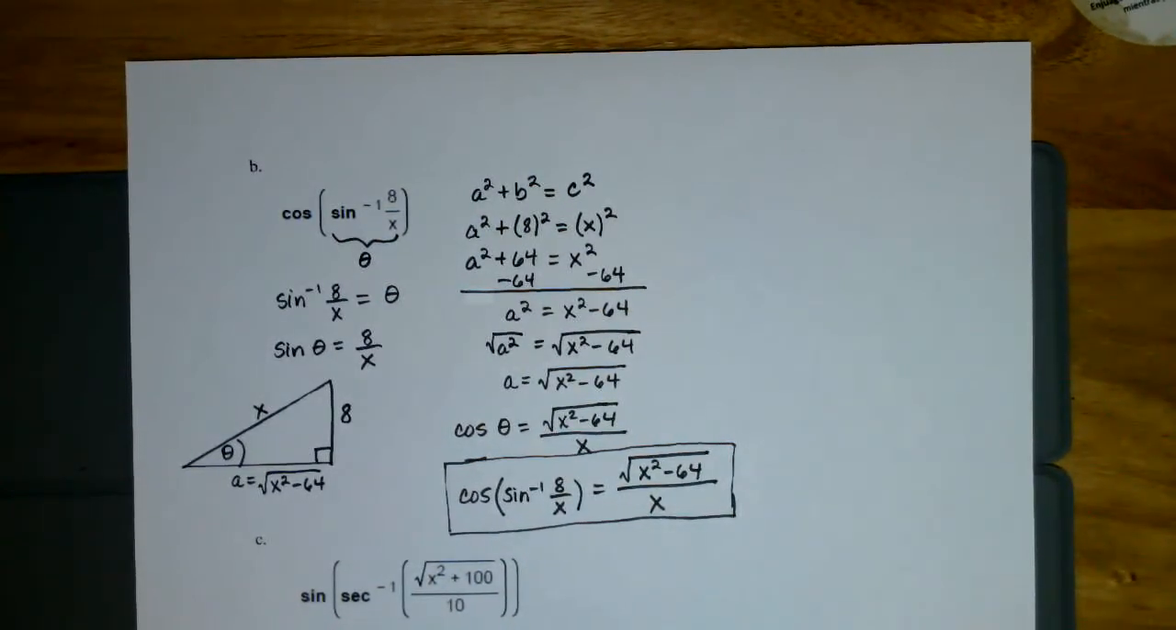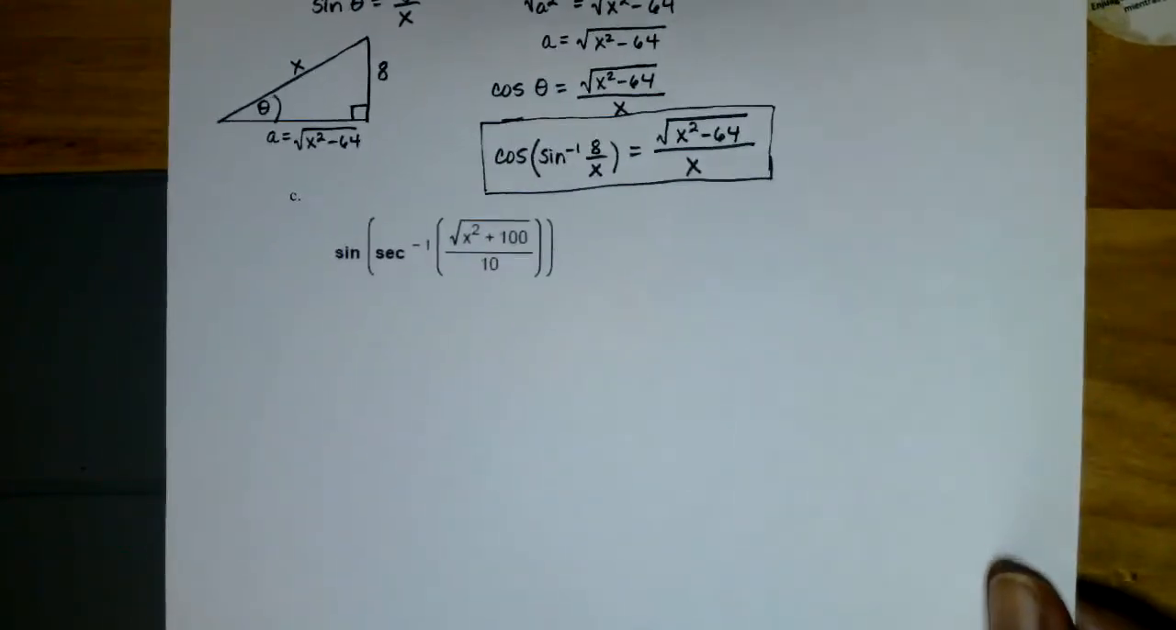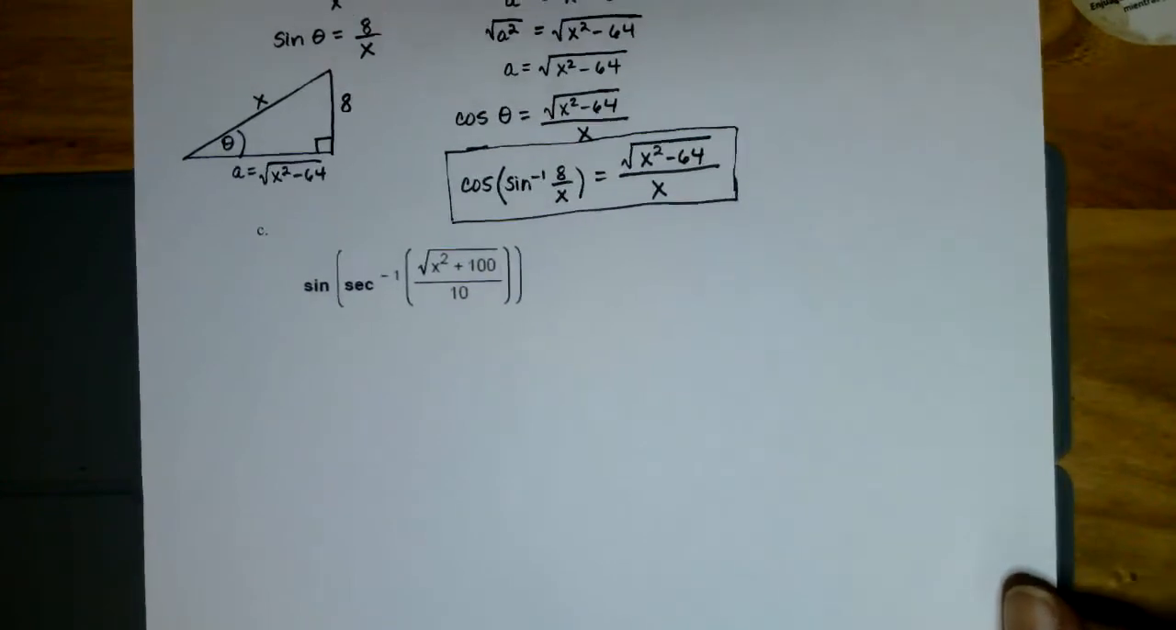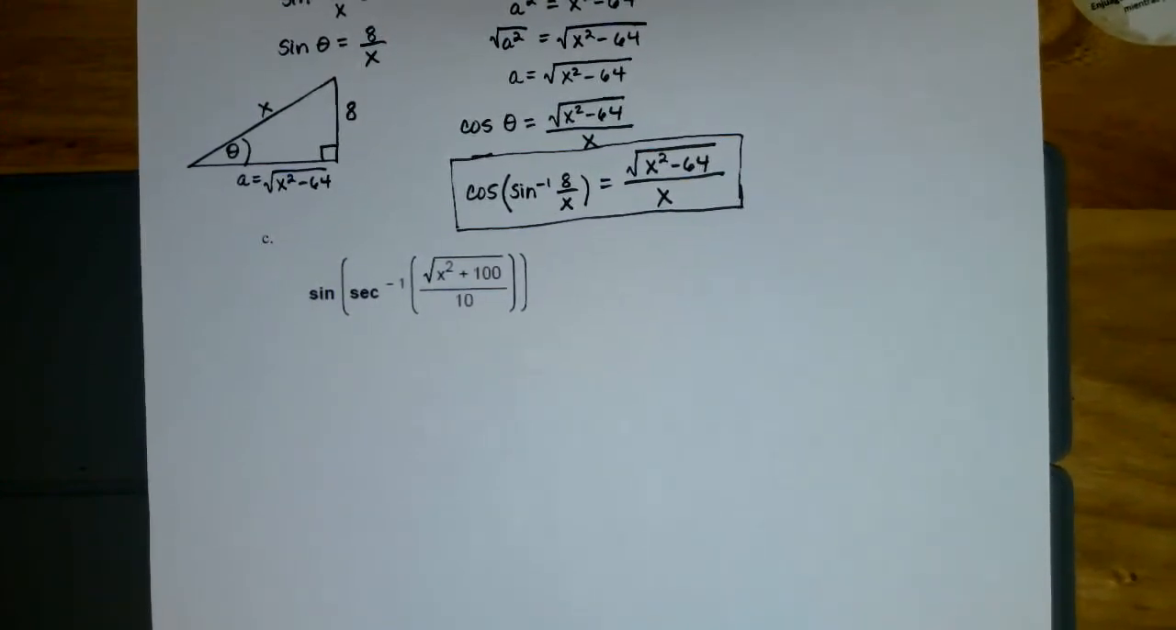Okay. So that's how we solve that problem. And finally, part C. We have the sine of the inverse secant of the square root of x squared plus 100 divided by 10, and we want an algebraic expression for that.